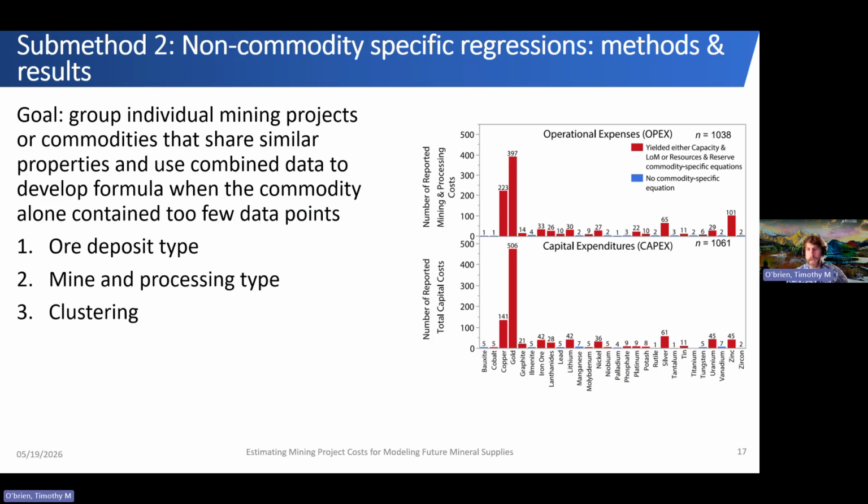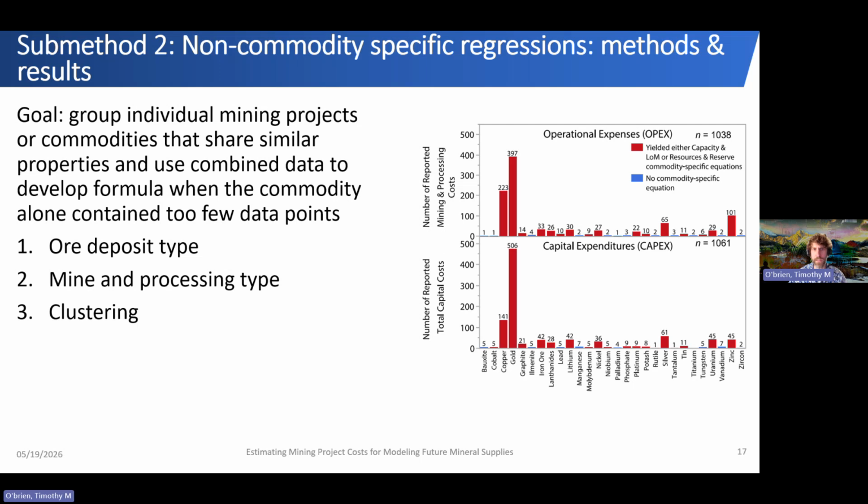And then for the non-commodity specific regressions, the goal of this was to take those commodities that had minimal amounts of data and combine them with the commodities that have large amounts of data. So somehow figure out a way to combine a gold project with a platinum project or a palladium project, which didn't have as much information obtained.